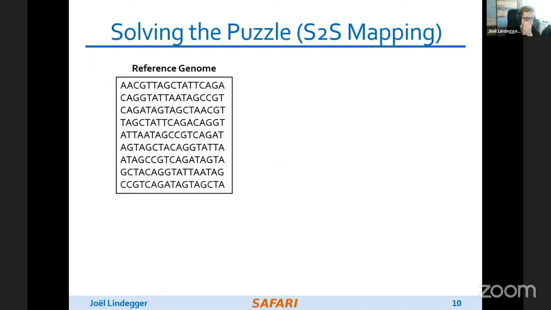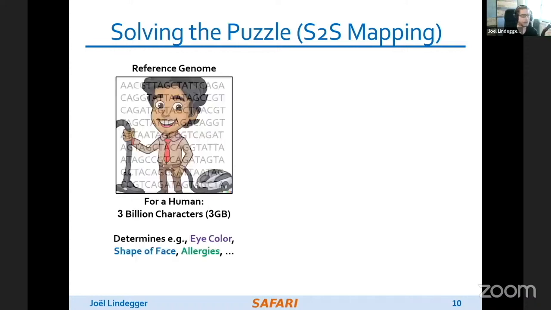So recall that a reference genome is really a long string of ACGT characters. So for a human, this would be something like 3 billion characters, or if you use 1 byte per character, that's about 3 gigabytes. Now, the data structure is really a string, but I'm going to visualize it for the moment to give you an intuition, as this kind of vacuum salesman.